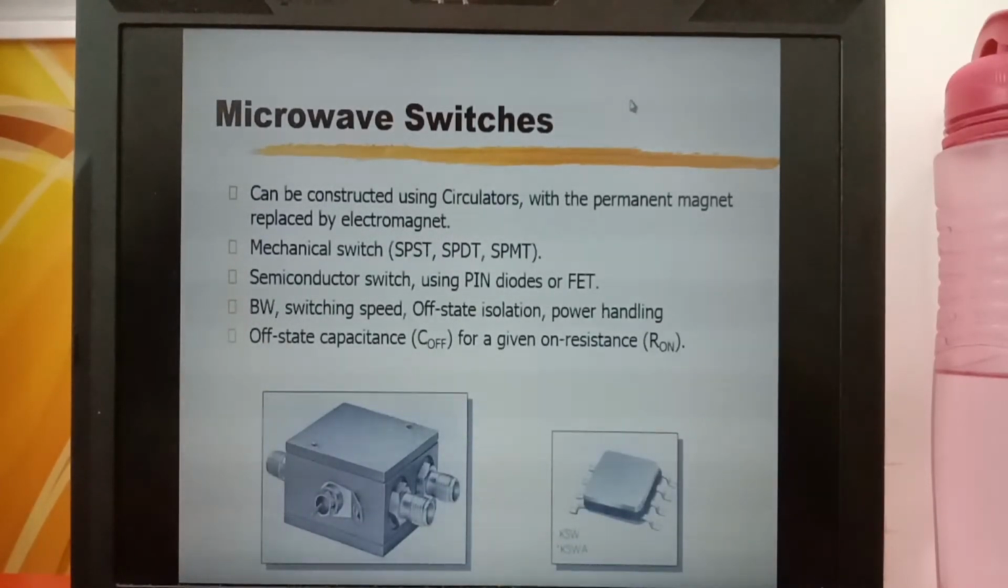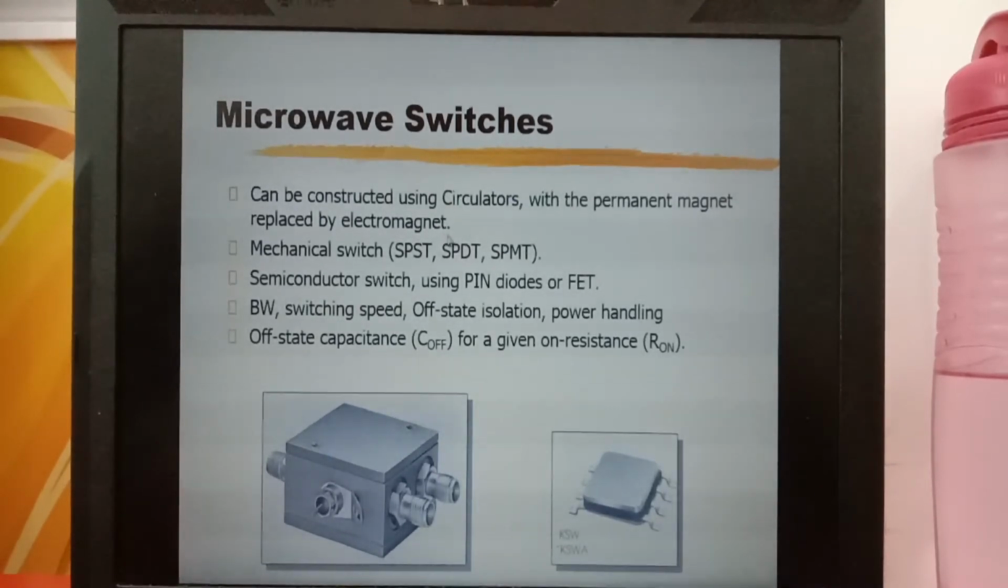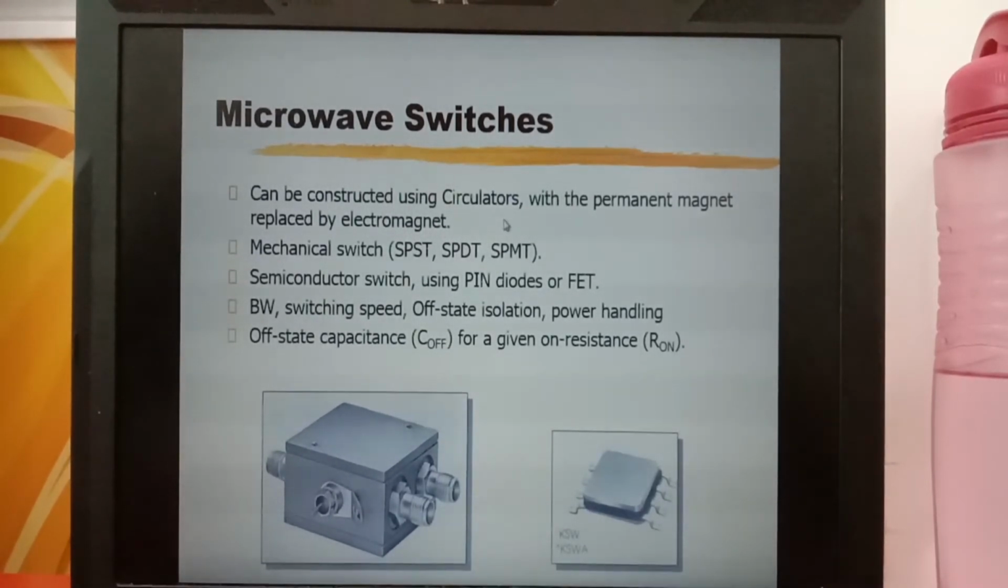Another device that is used in microwave system is the microwave switch. A microwave switch can be constructed using a circulator with the permanent magnet replaced by an electromagnet. Remember that the operation of a circulator is that it will circulate the input signal at port 1 to port 2 and not to port 3.